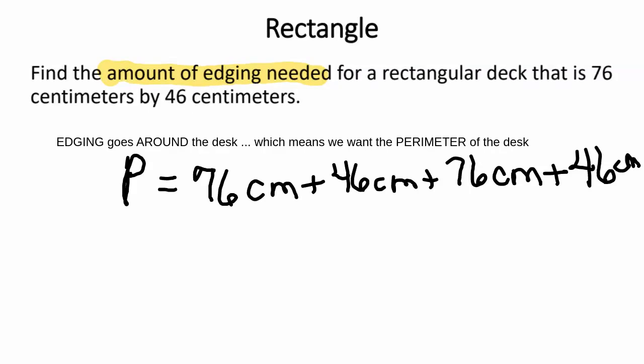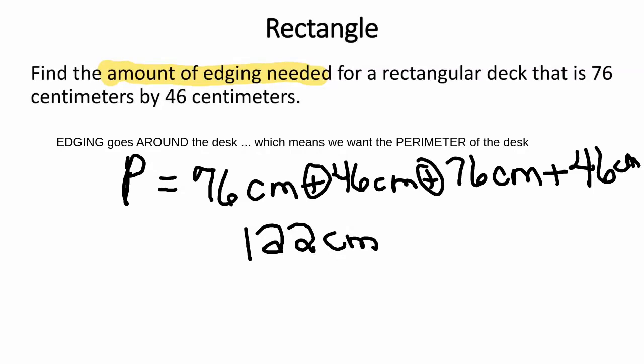And if I add them all together, I am going to get 122 centimeters. Notice I'm adding. When I add, I keep the units of centimeters. It's not squared, it's centimeters. Okay.